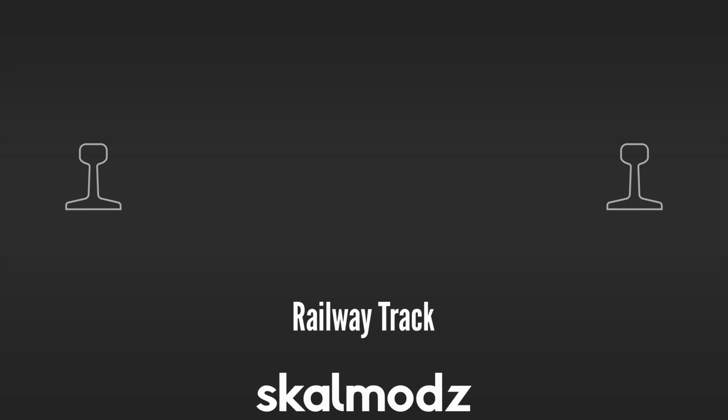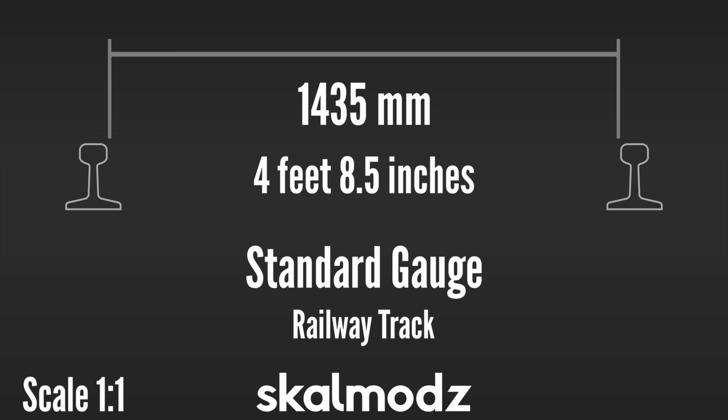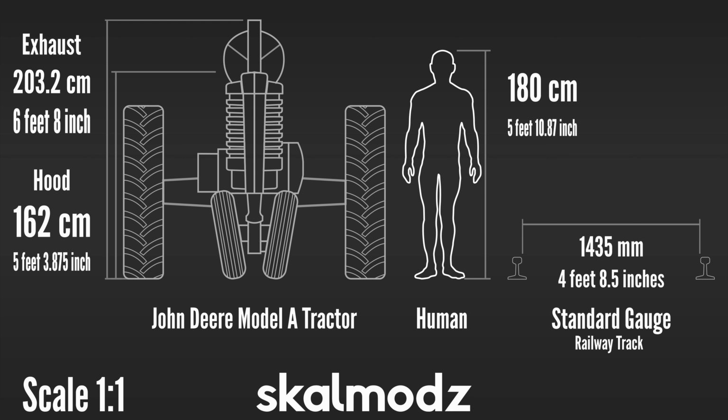In this next example, we will look at a track for a railroad, also known as railway track. The width between the track is called gauge or track gauge. At 1:1 scale on a real railway track, there are multiple widths or multiple track gauges. For this example, we will use standard gauge. Standard gauge or standard gauge railway is a track gauge of 1,435 millimeters or 4 feet 8.5 inches. In this view, we can see our standard gauge railway track, John Deere tractor, and person at 1:1 scale.